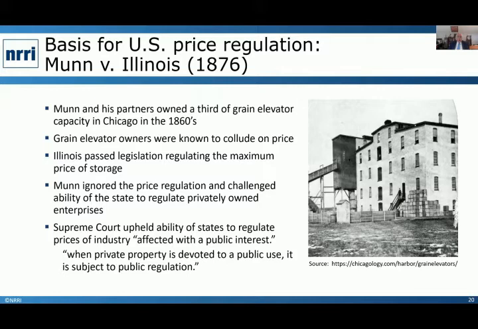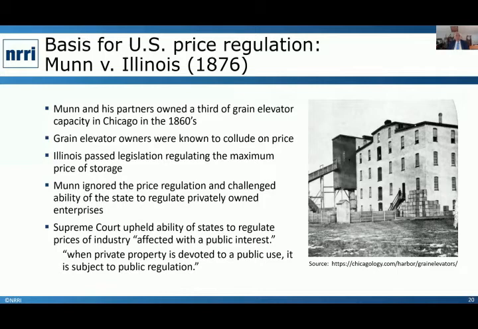Munn and his partners owned a third of the grain elevator capacity in the 1860s. Now, if any entity owned a third of any capacity at this point, they would be considered a monopolist given the current rules or economics of evaluating monopoly. But be that as it may, that wasn't the end of it, because the grain elevators in Chicago were known to collude on price. Well, in response to the pricing of the grain elevators, which stored grain for shipment, the Illinois legislature passed a law that set a maximum price for storage of grain.